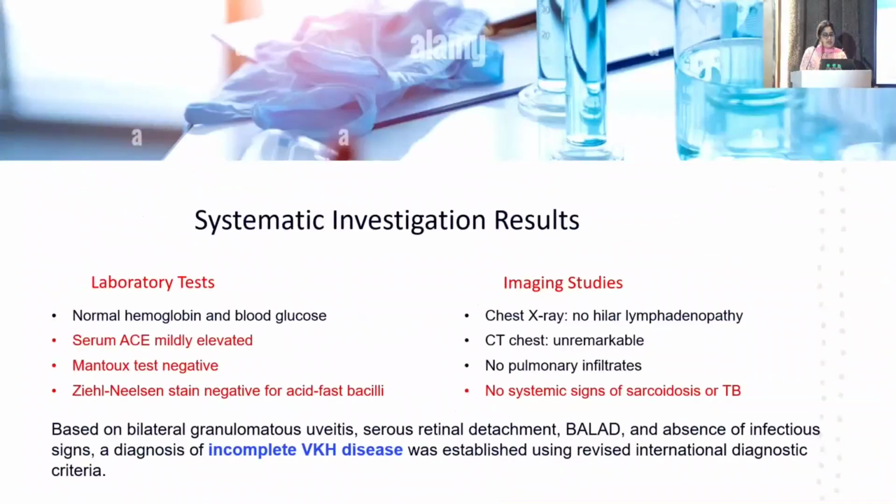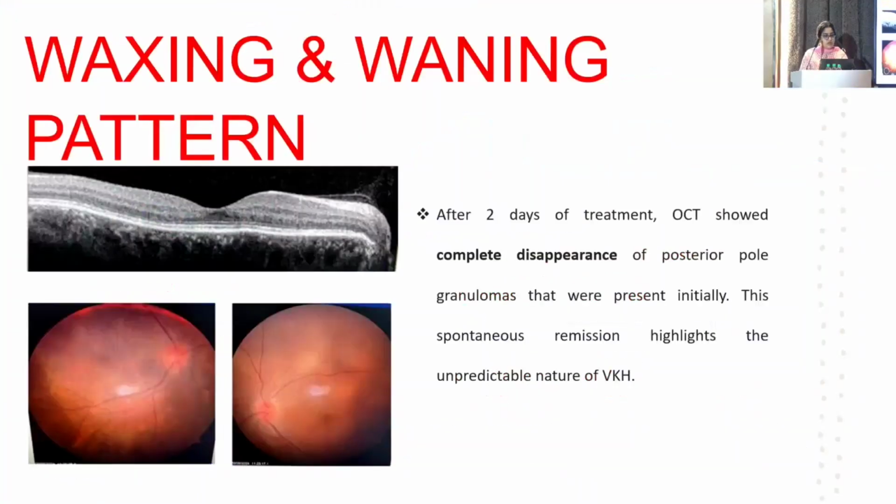Further systemic investigations were done, which showed angiotensin levels were mildly elevated. Mantoux was found to be negative. ZN stain was negative for acid-fast bacilli. The chest X-ray and CT were within normal limit. No pulmonary infiltrates were seen. Based on the bilateral granulomatous uveitis, serous retinal detachment, bacillary layer detachment, and absence of infectious signs, a diagnosis of incomplete VKH disease was established.